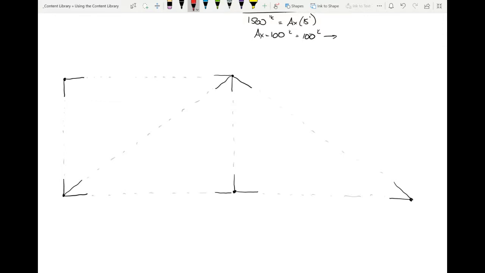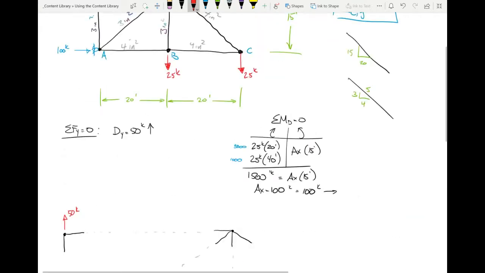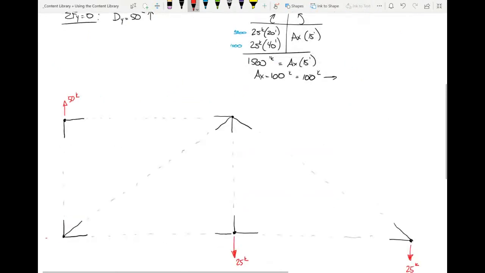Okay. Next thing, let's put the loads. So this one had 25 kips. This one has 25 kips. This one has 50 kips. And then the reactions were 100 kips, and this one, 100 kips. And keep in mind, and I'll put this over here, all the diagonals are at a 3:4 slope ratio. Okay. So watch this.